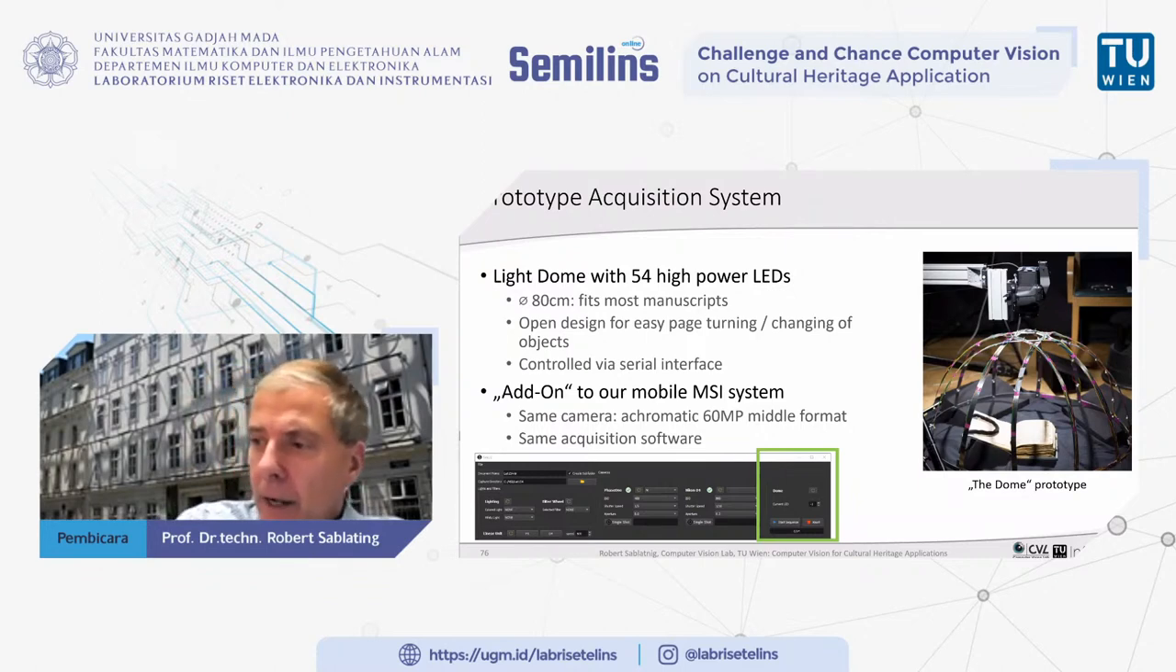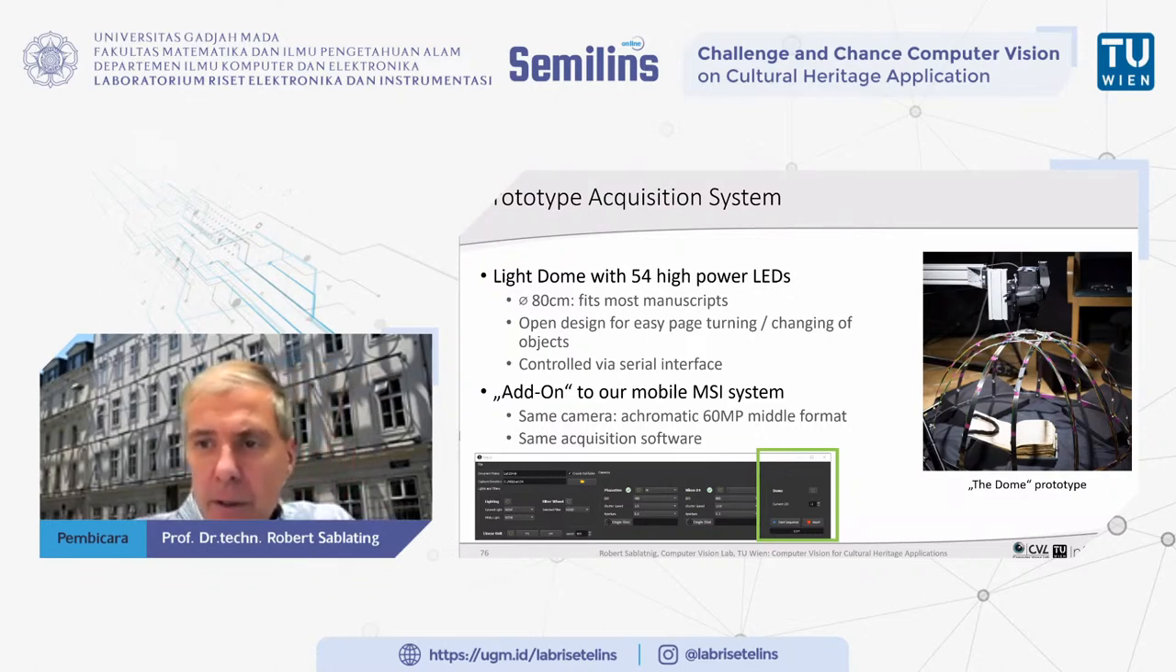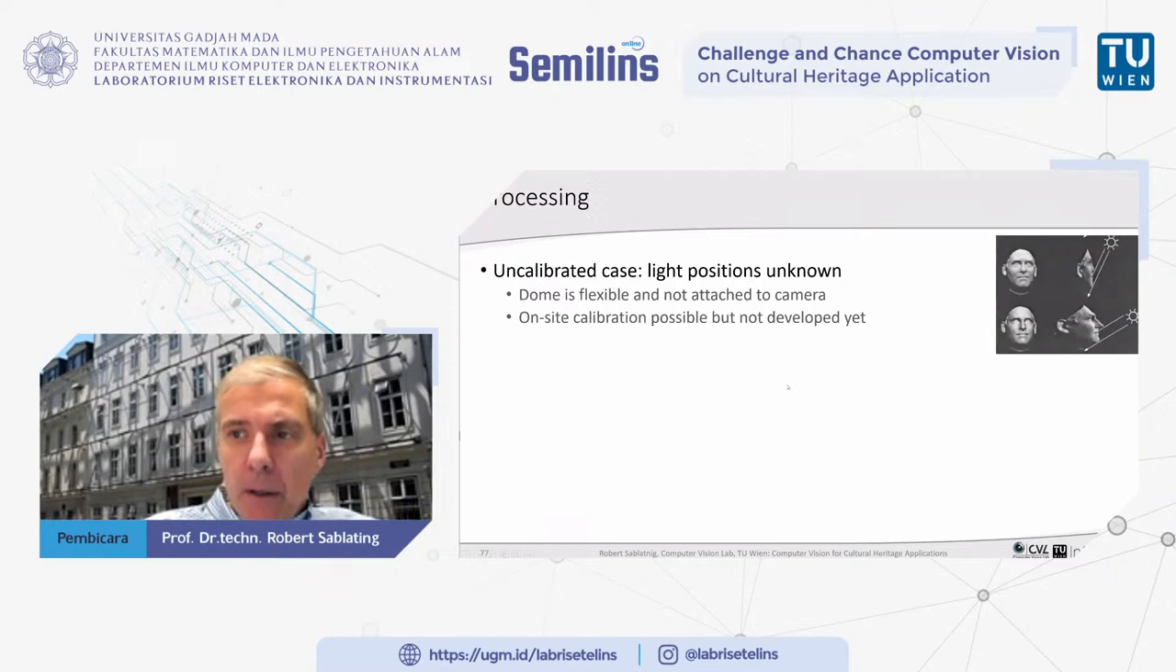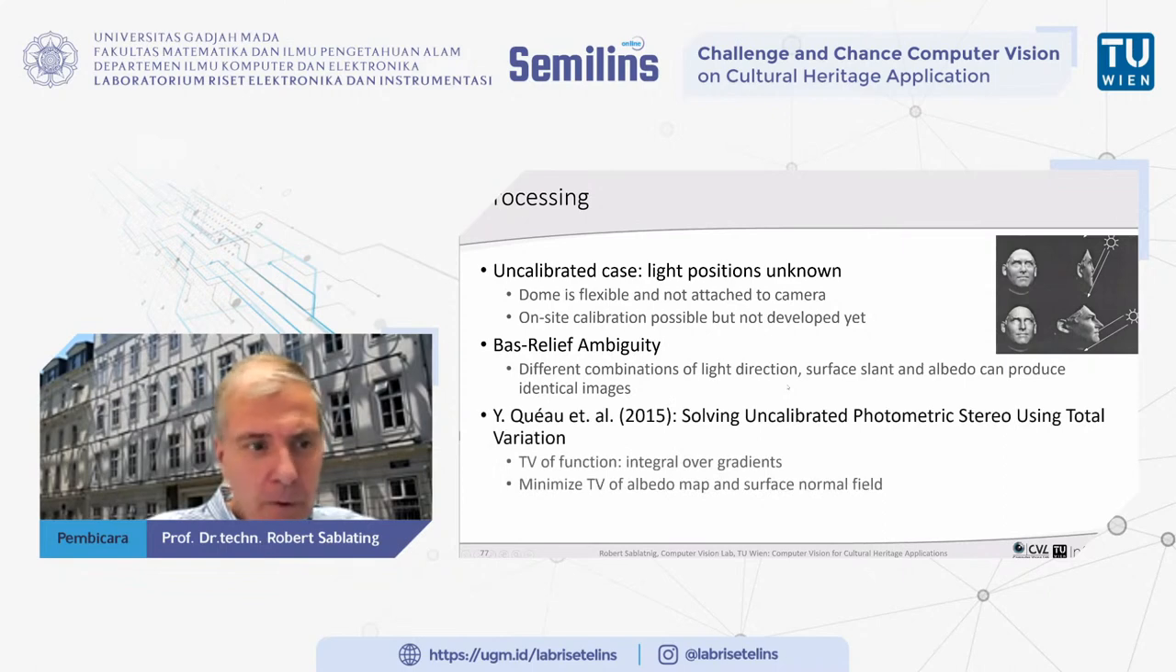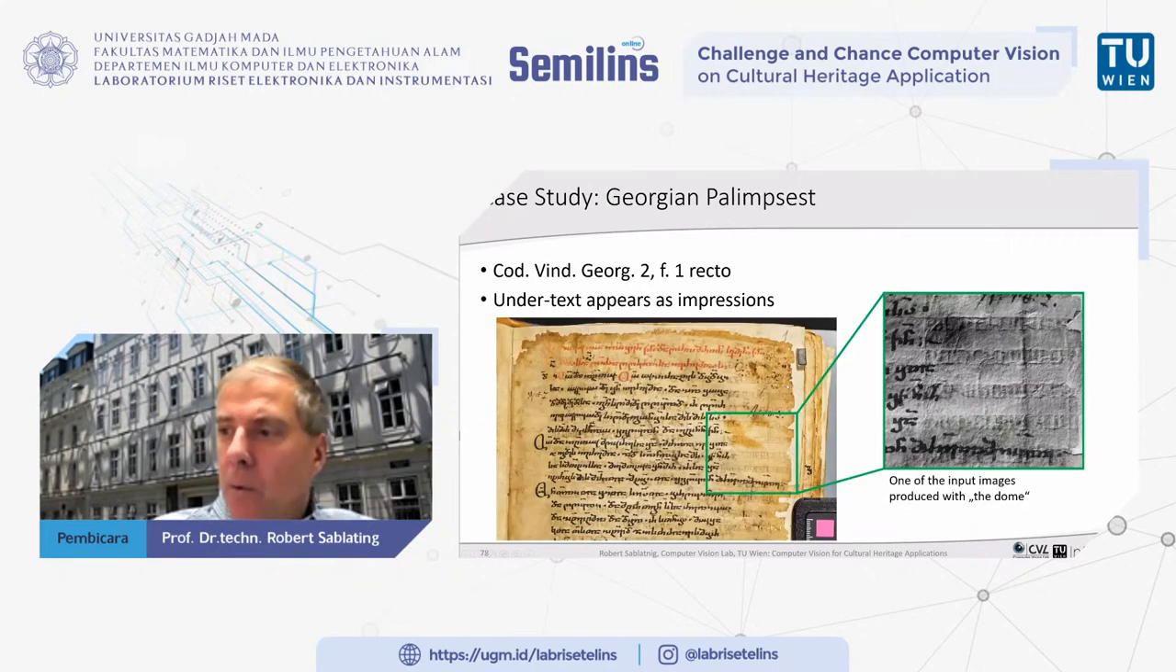And the diameter is about 80 centimeters. This is fine for most of the manuscripts. And with these kinds of technologies, you can reconstruct the whole thing as we had before. And what you can see is more structure on the surface here.